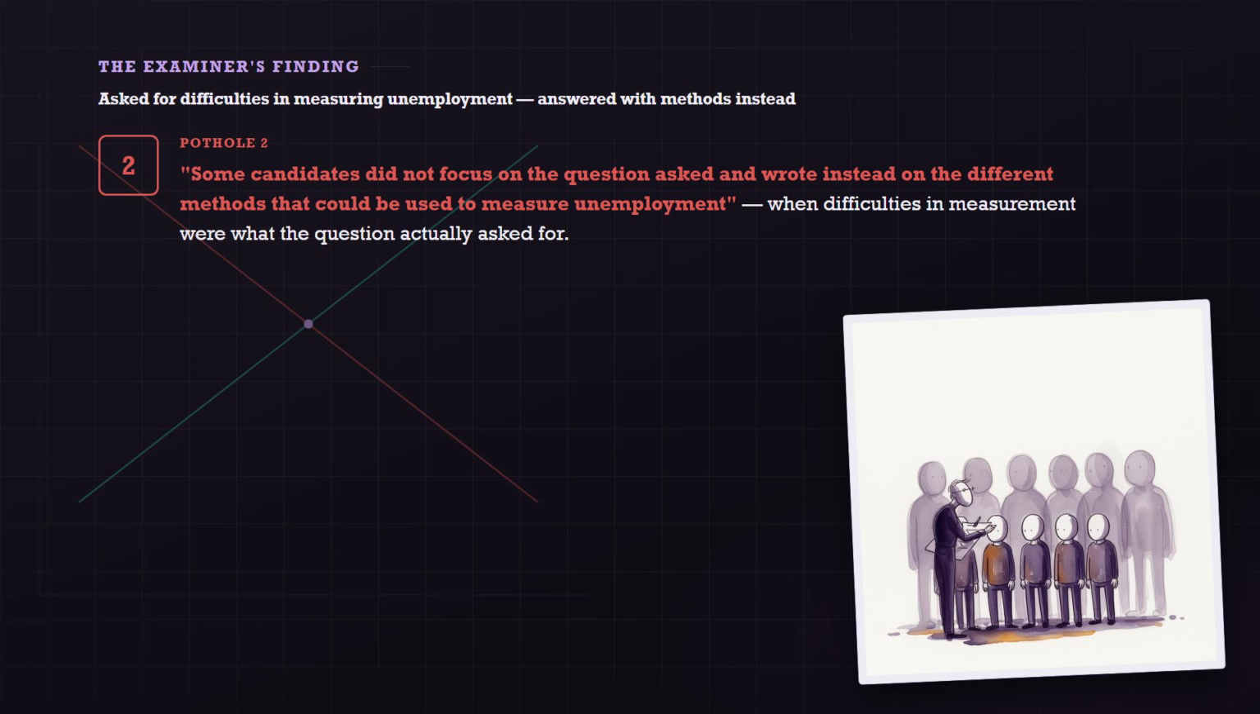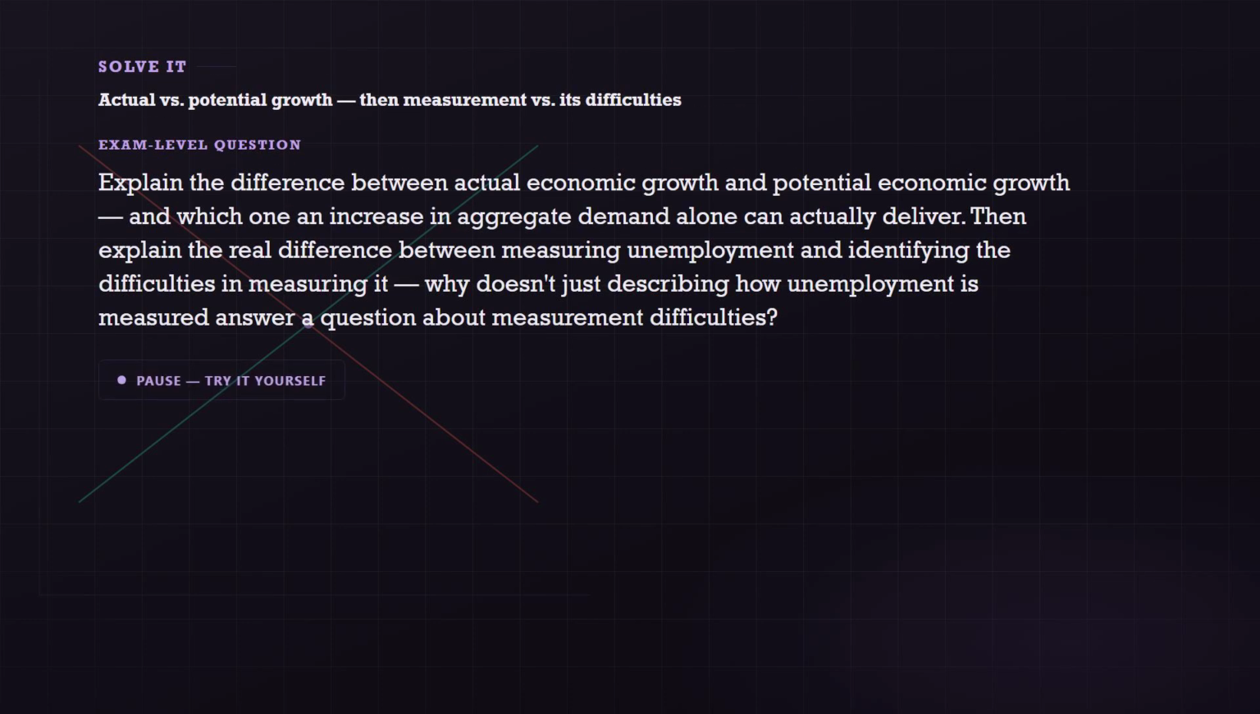Some candidates did not focus on the question asked and wrote instead on the different methods that could be used to measure unemployment when the question specifically asked about the difficulties in measuring it. Here is your exam-level question. Explain the difference between actual economic growth and potential economic growth, and which one an increase in aggregate demand alone can actually deliver. Then explain the real difference between measuring unemployment and identifying the difficulties in measuring it. Why doesn't just describing how unemployment is measured answer a question about measurement difficulties?